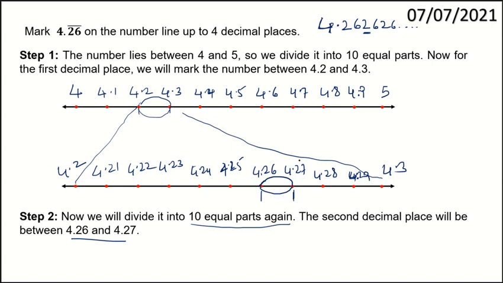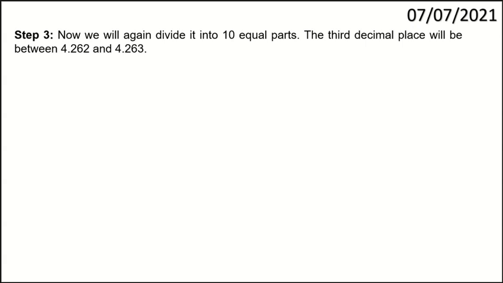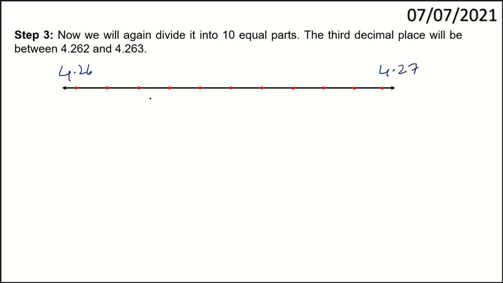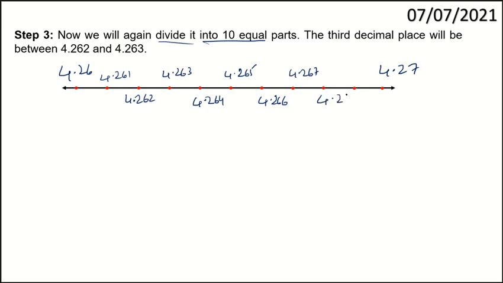Let us do that in step number 3. So in step number 3, that 4.26 and 4.27 I am magnifying, which is again further divided into 10 equal parts, that is 4.261, 4.262, 4.263, 4.264, 4.265, 4.266, 4.267, 4.268 and 4.269.